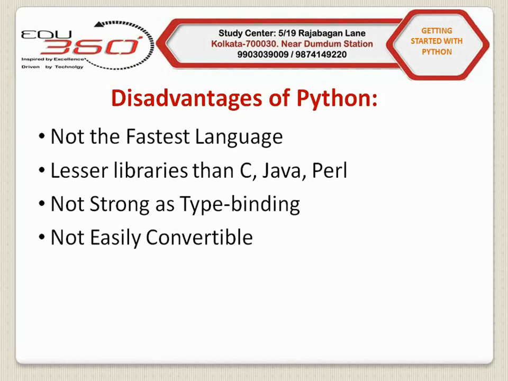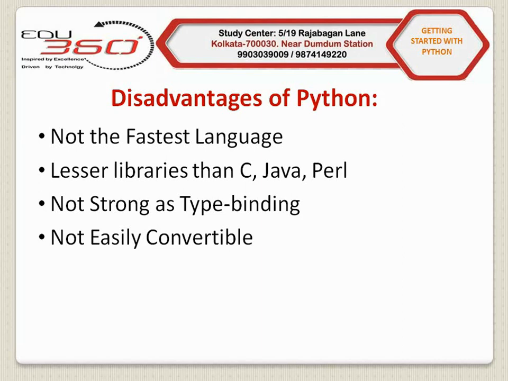Not strong on type binding. The Python interpreter is not very strong on catching type mismatch issues. In Python, when you declare a variable, you don't need to mention the data type as in other languages. Python decides the data type of that variable as per the variable value. Now, if you declare a variable with an integer value, Python makes it an integer variable. But later, if you store a string value in it, Python won't complain and converts the variable to string.